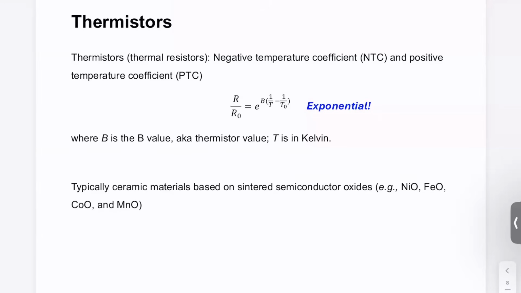So the relationship is exponential. R over R naught equals e to the B times (1 over T minus 1 over T naught). B here is called the B value, sometimes we call it the thermistor value. This is the coefficient of response. Then we have T, which is in Kelvin here. So it's exponential, which means we are going to get a large response. That's good. We are going to get a large signal.